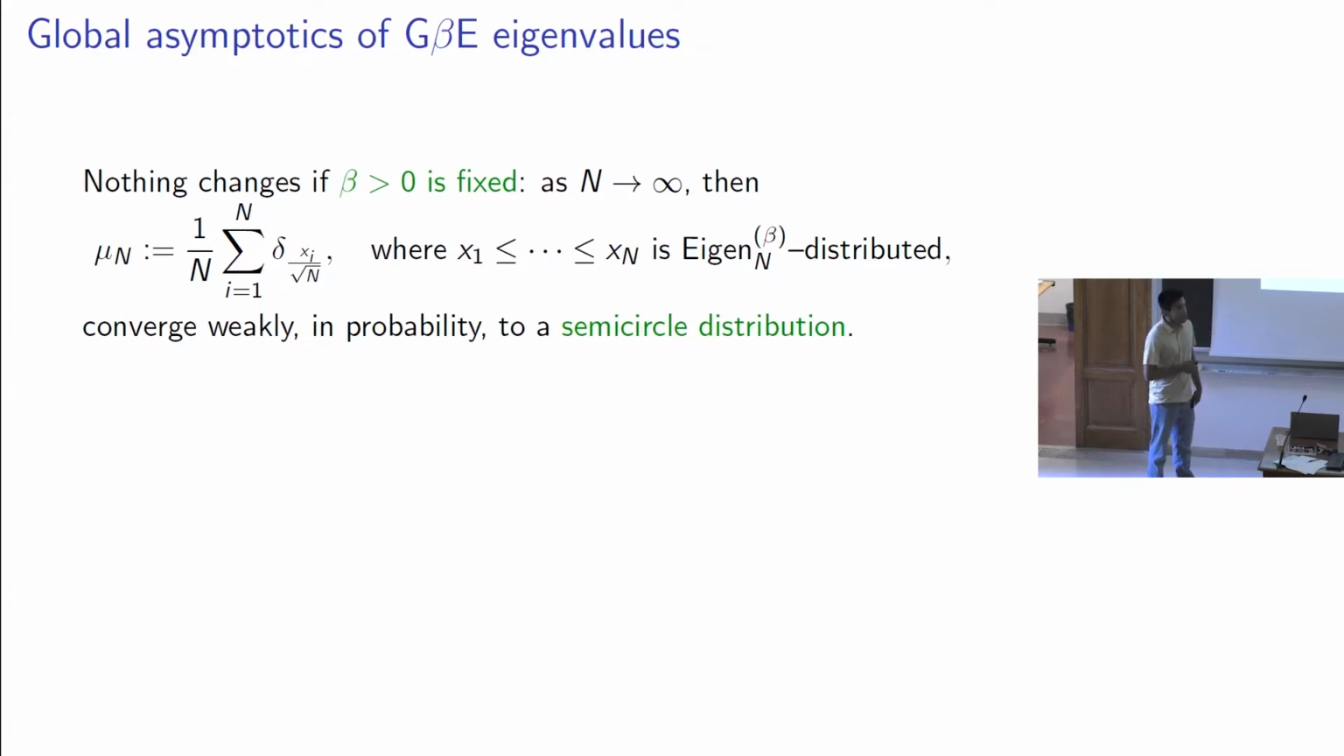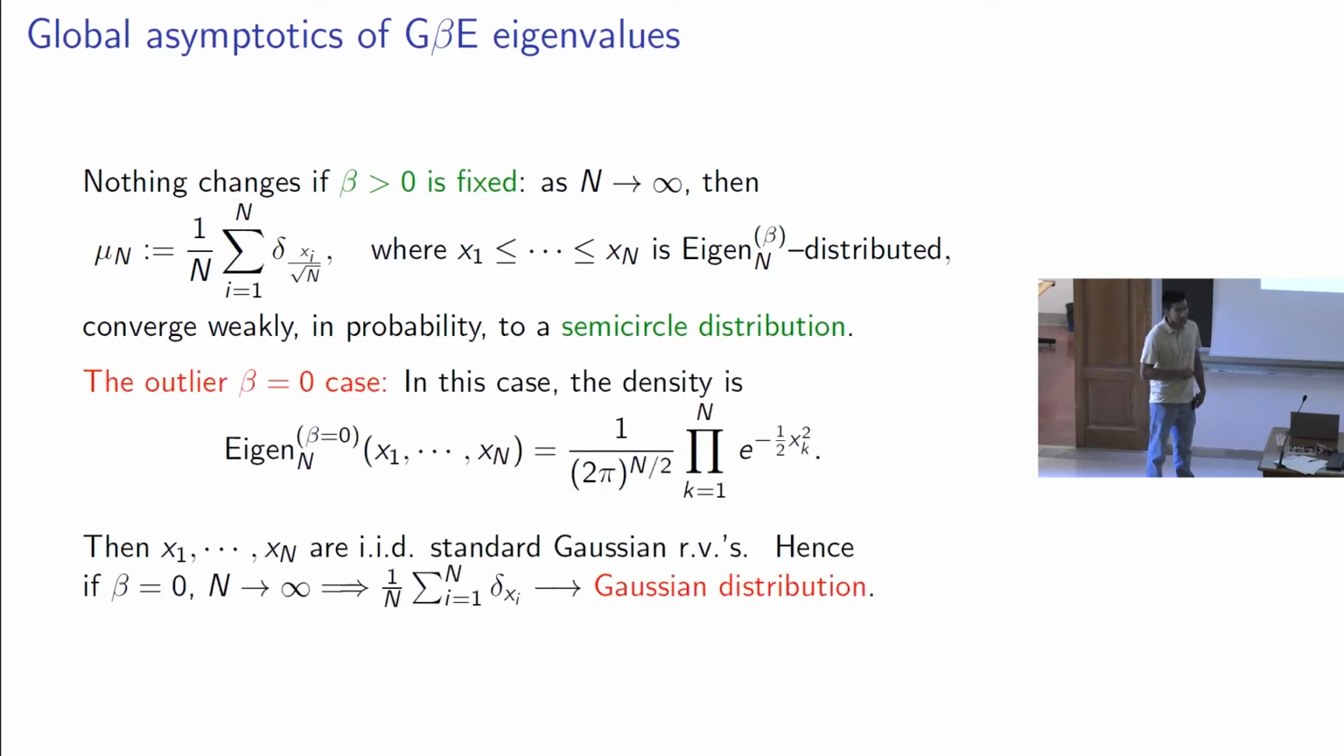Now, something funny happens when beta is equal to 0, which I allowed before. What happens when beta is equal to 0 is that there was this factor, which was the Vandermonde raised to the power of beta. So if beta is equal to 0, this factor disappears, and the distribution will just be this product of weights. In that case, the normalization constant is just this. So this tells me that the xi's are actually IID standard Gaussian random variables. And so, of course, if you take these empirical measures, the limit will be different. It will not be the semicircle, it will just be the Gaussian distribution.